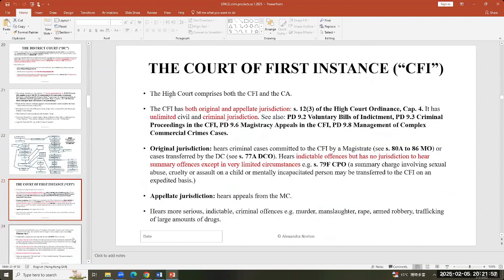So court of first instance is, like we said, court of original and appellate jurisdiction. It can be the court of trial if the case has been committed to the CFI from the magistrate's court. And it primarily hears indictable offenses. It only hears summary offenses in very, very limited scenarios.